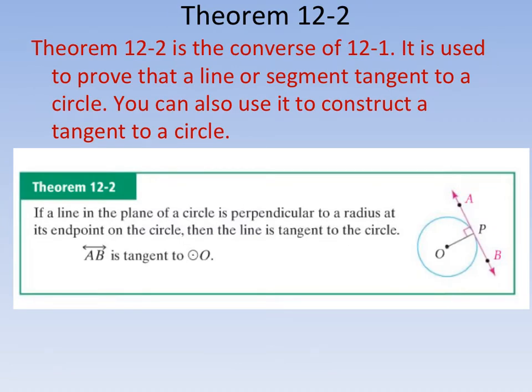Now the next theorem is a converse. So remember that a converse, from when we talked about it at the beginning of the year, is where you flip the statement. So it says theorem 12.2 is the converse of 12.1. It's used to prove that a line or a segment is tangent to a circle. You can also use it to construct a tangent to a circle.